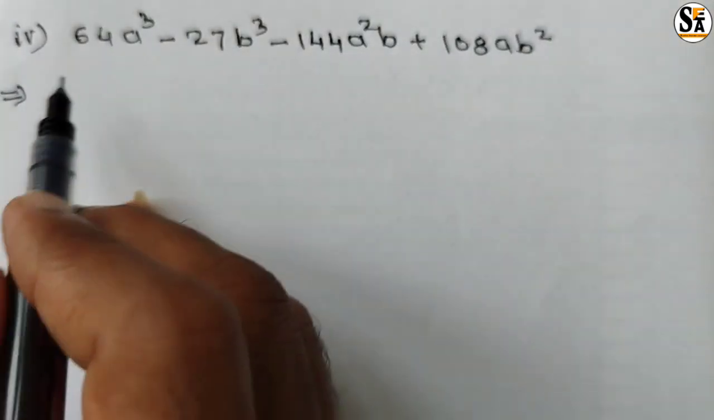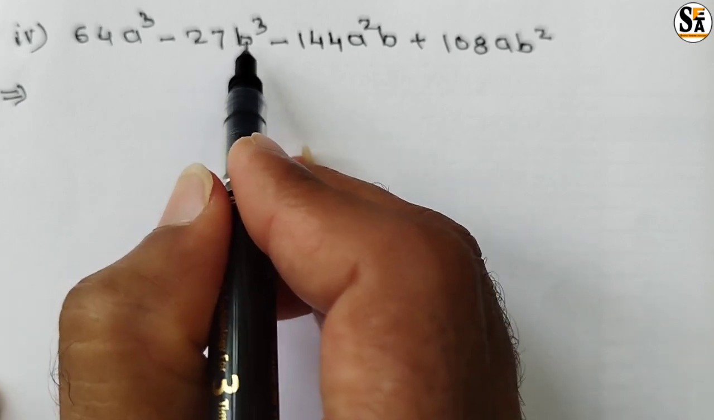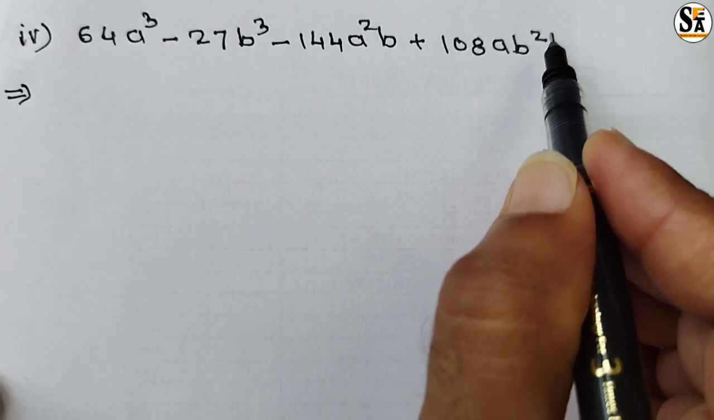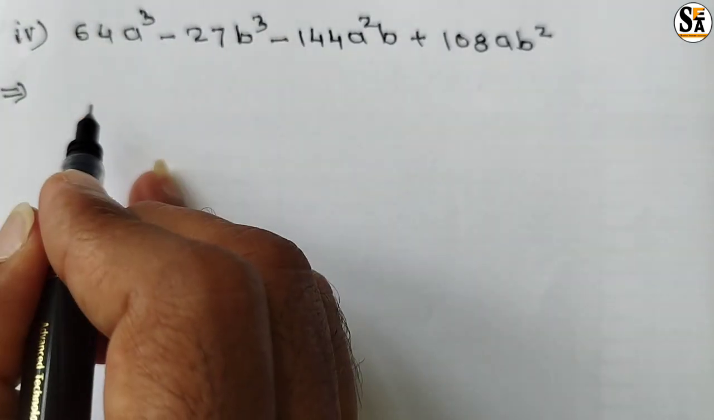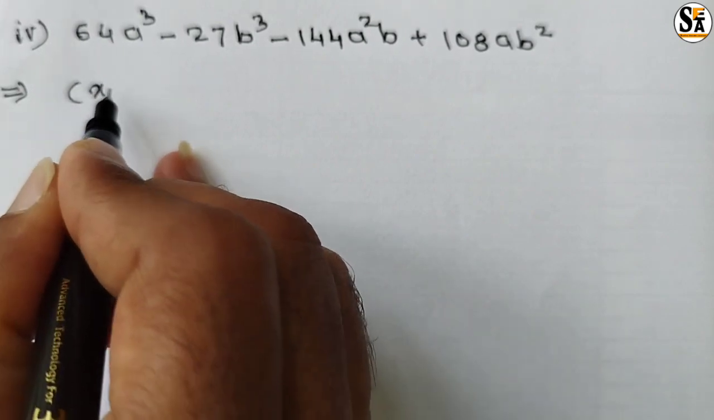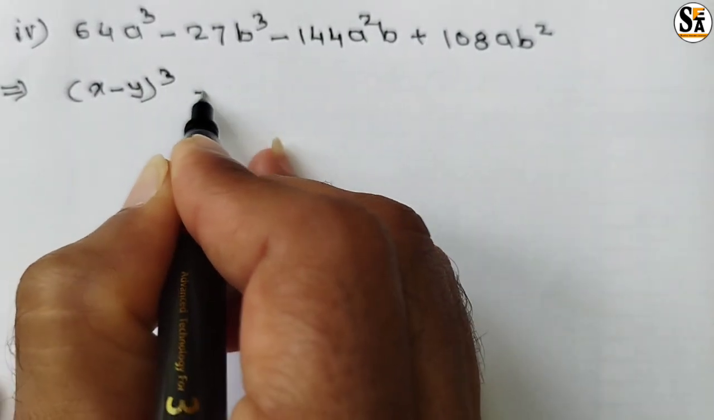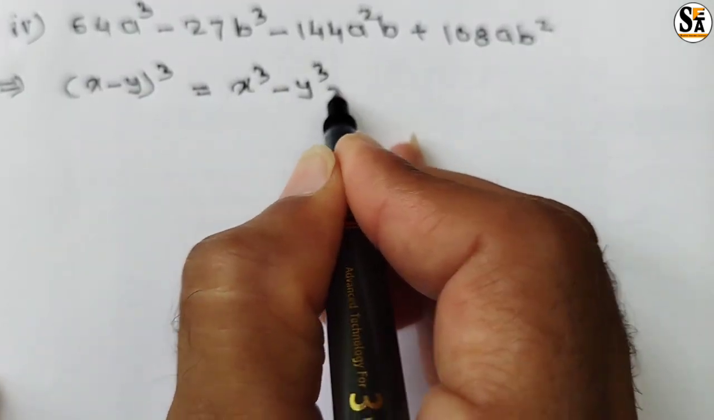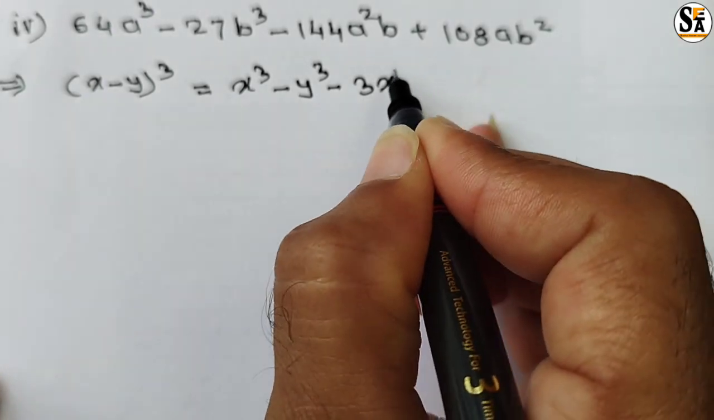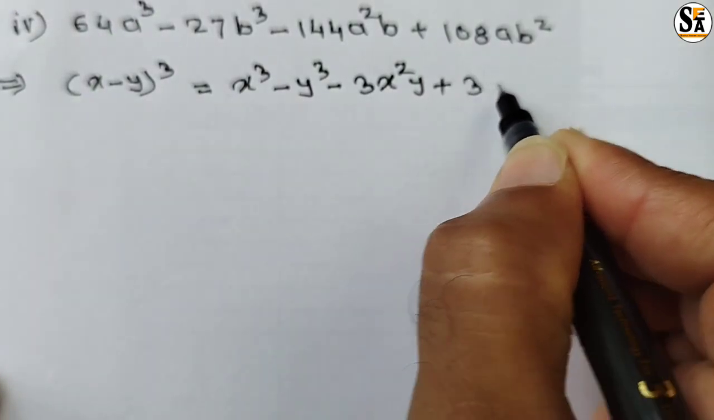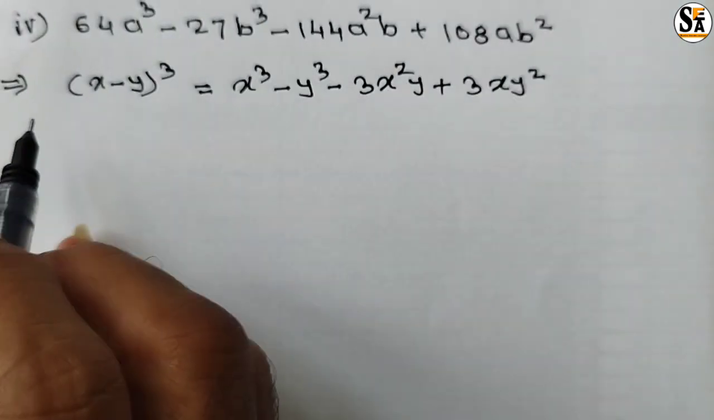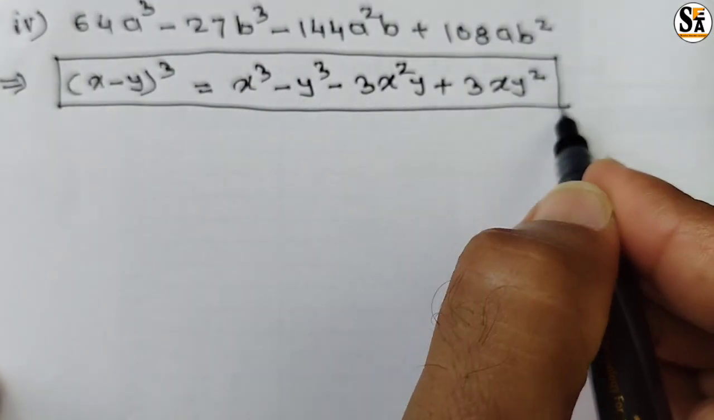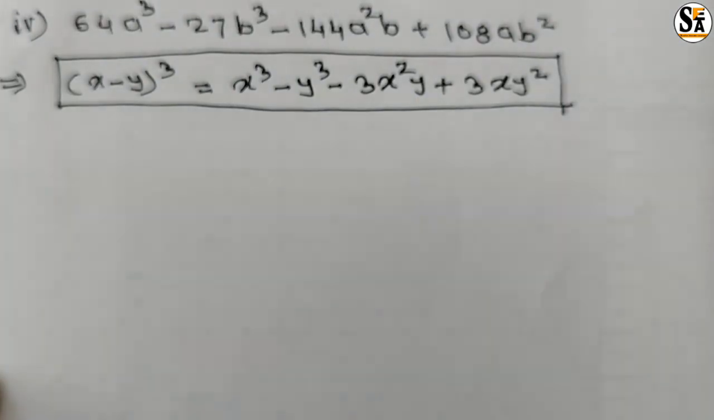See the fourth sub question here, 64a cube minus 27b cube minus 144a square b plus 108a into b square. Here also we will use the standard identity, that is x minus y bracket cube, and solution for this standard identity is x cube minus y cube minus 3 into x square y plus 3 into x into y square. So for this standard identity, we have to match each and every term with this standard identity, so that we can use this x minus y bracket cube as a factor for this expression.